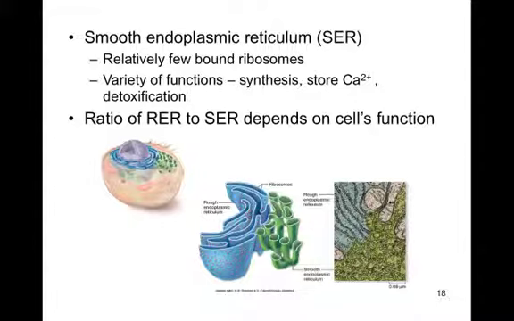In fact, in individuals that take a lot of medications that need to be broken down in the liver, or after a night, say, of binge drinking, the amount of smooth endoplasmic reticulum increases markedly in order to assist us in the detoxification process.